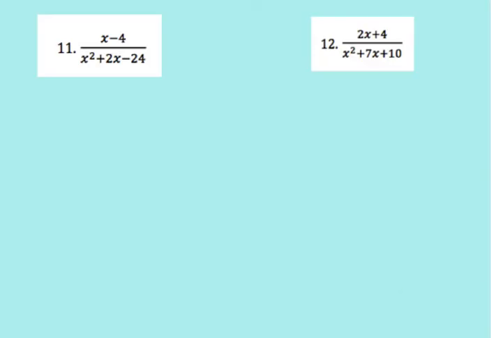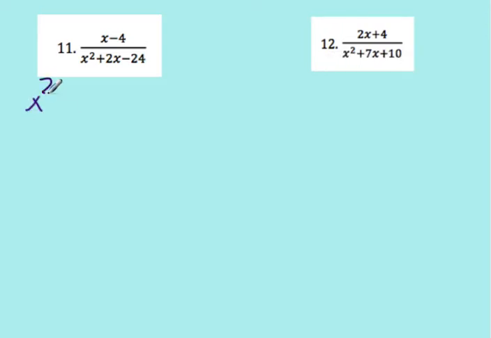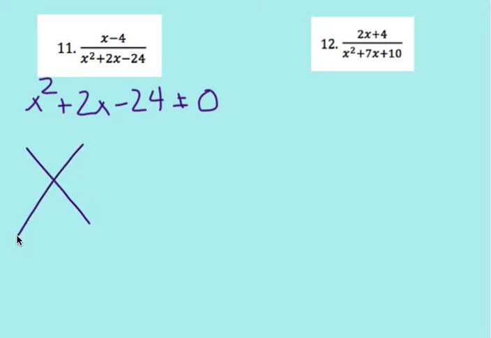All right, so taking a look at number 11, we need to simplify the bottom. So we need to figure out what our excluded values are going to be. So I know that this right here cannot be equal to 0. So to help me figure that out, I'm going to go ahead and factor. So I'm multiplying to negative 24 and adding to 2. So in order to do that, I need to use 6 and negative 4. So those are going to be my factors on the bottom.